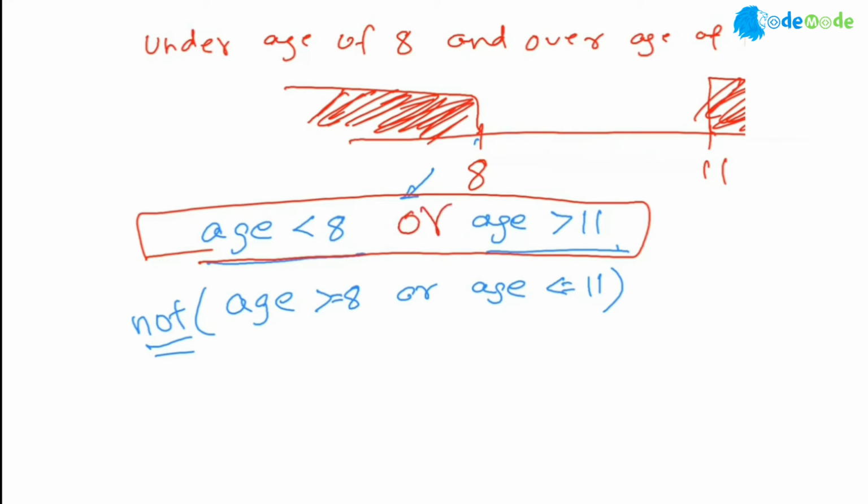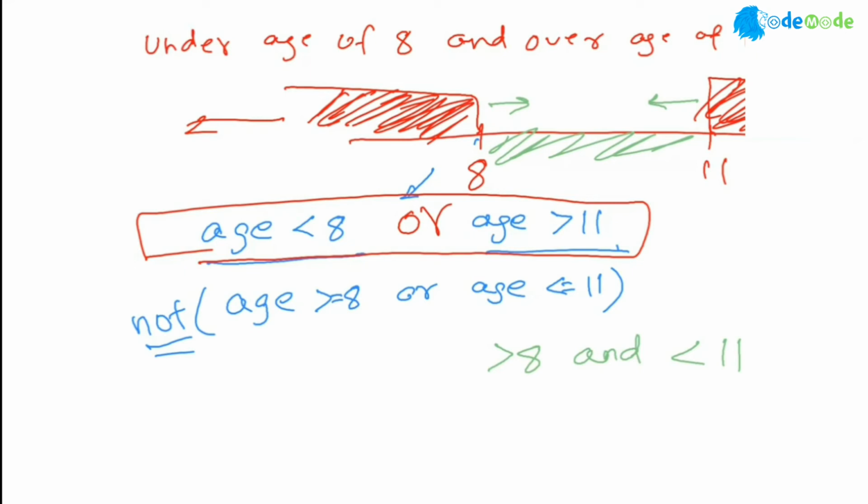Either you are saying this side or this side, excluding the center. But when you were talking about this green part, you are saying more than this and less than this. That's why we used and. I say greater than 8 and less than 11. So this is perfectly fine.